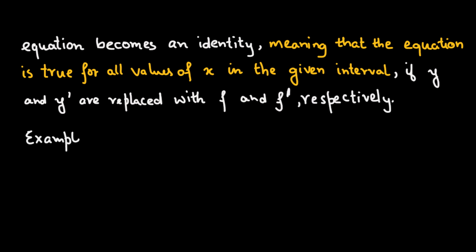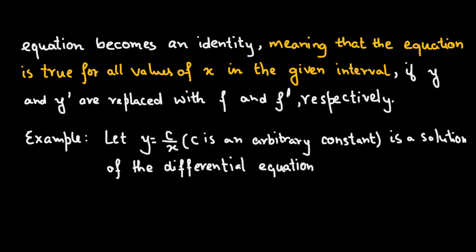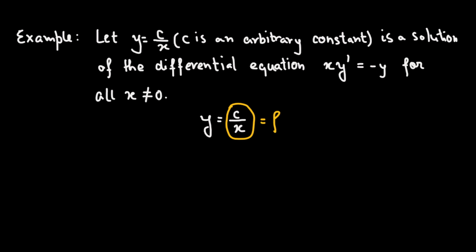Let's understand this with the help of an example. Let y equals c over x, where c is an arbitrary constant, be a solution of the differential equation x times the derivative of y with respect to x equals negative y for all values of x not equal to 0. So here we have y equals c over x. So c over x is a function of x. Now we differentiate it with respect to x.